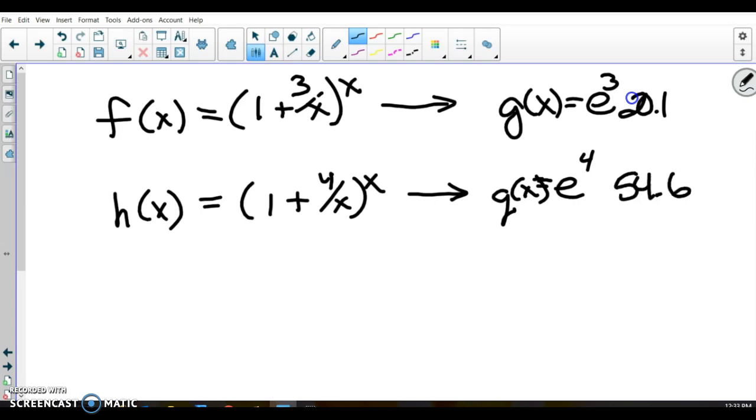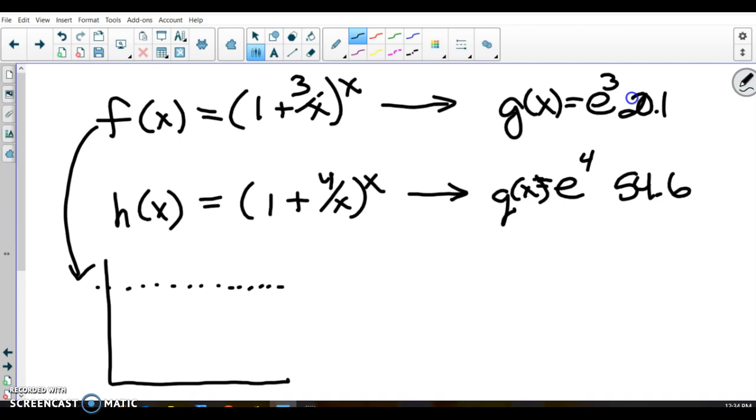What I wanted you to see with these two functions, f of x, if we graph that in the coordinate plane, the value y equals 20.1, a horizontal line, is being approached by the function 1 plus 3 over x to the x. When x is 0, the function's undefined, and we see the function coming up slowly and approaching that horizontal line as an asymptote, 20.1.